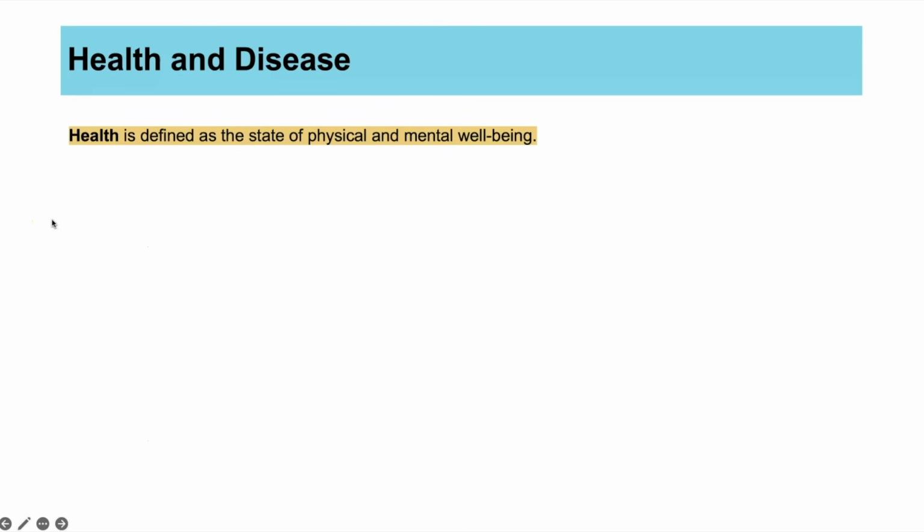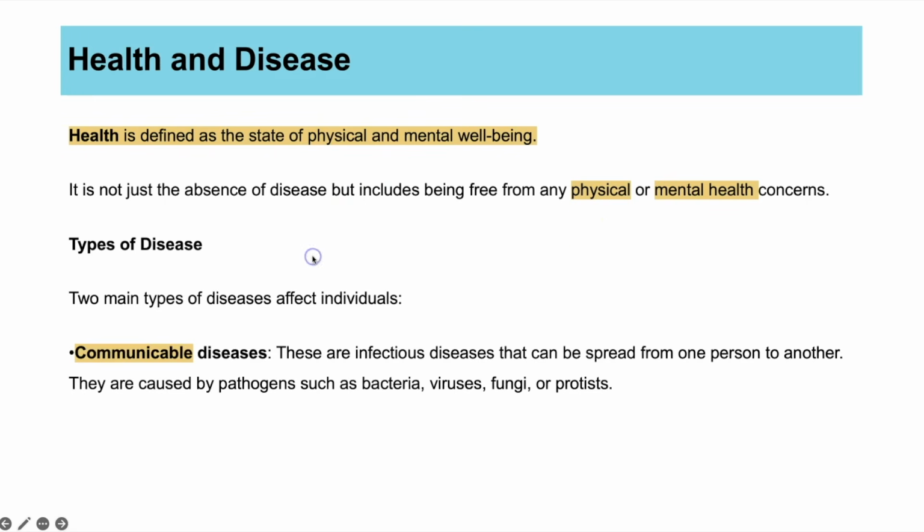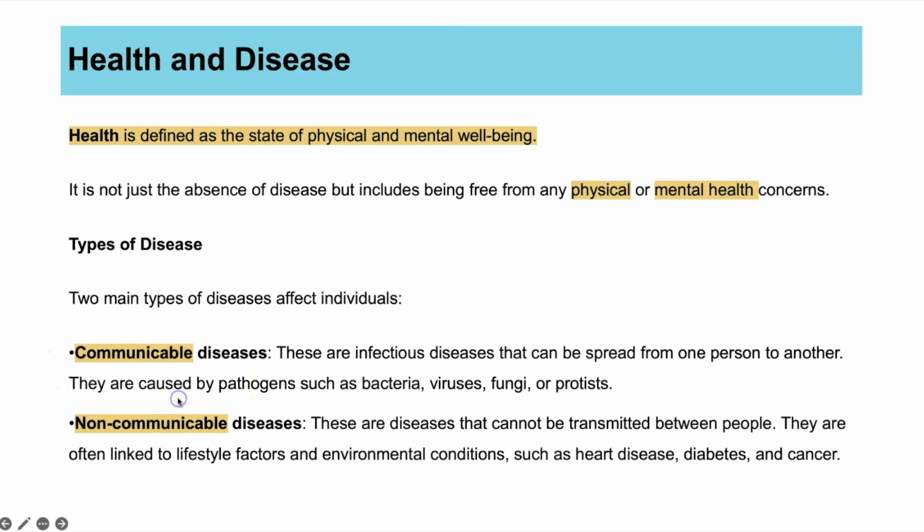Next then is looking at health and disease, and our definition of health is the state of physical and mental well-being. So it's not just looking at the absence of disease, but it includes being free from any physical or mental health concerns. And there's two types of diseases we can consider: communicable, which basically means infectious, or non-communicable, which are the ones that are linked to lifestyle and environmental factors. And you've got some examples written here as well.